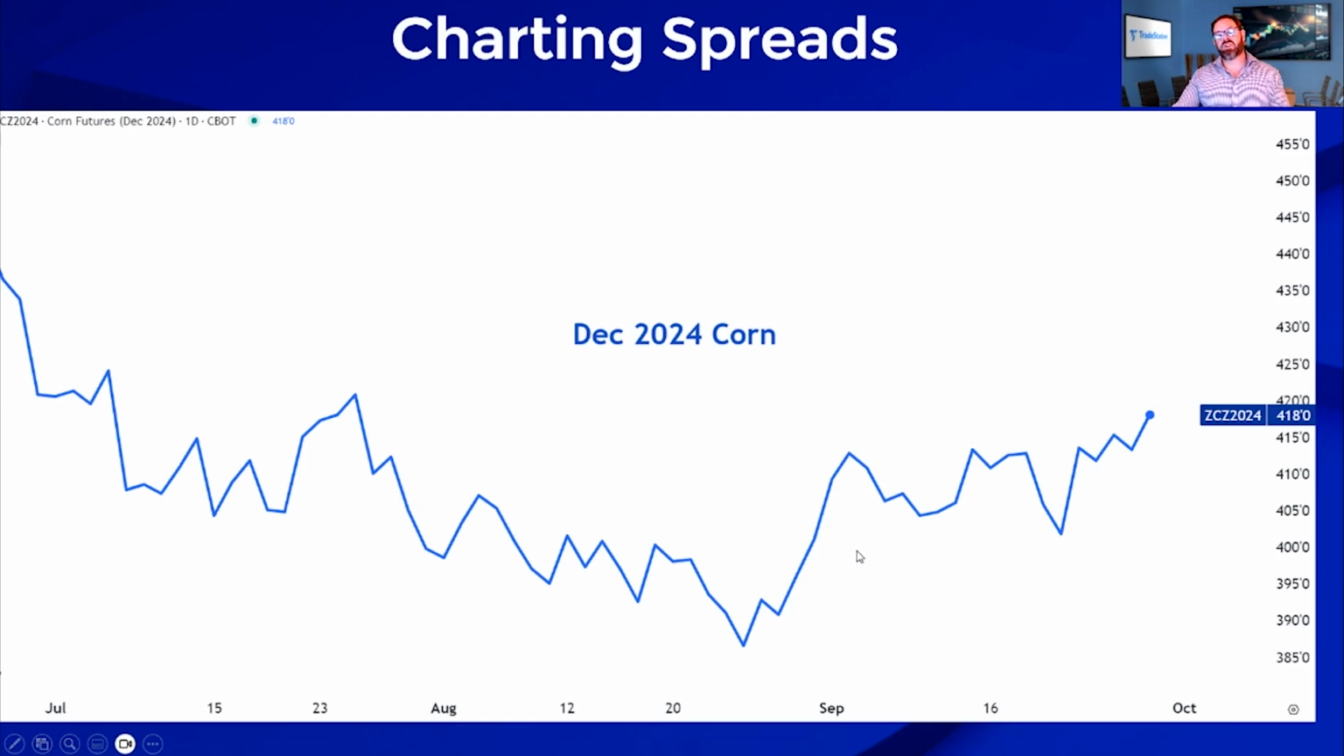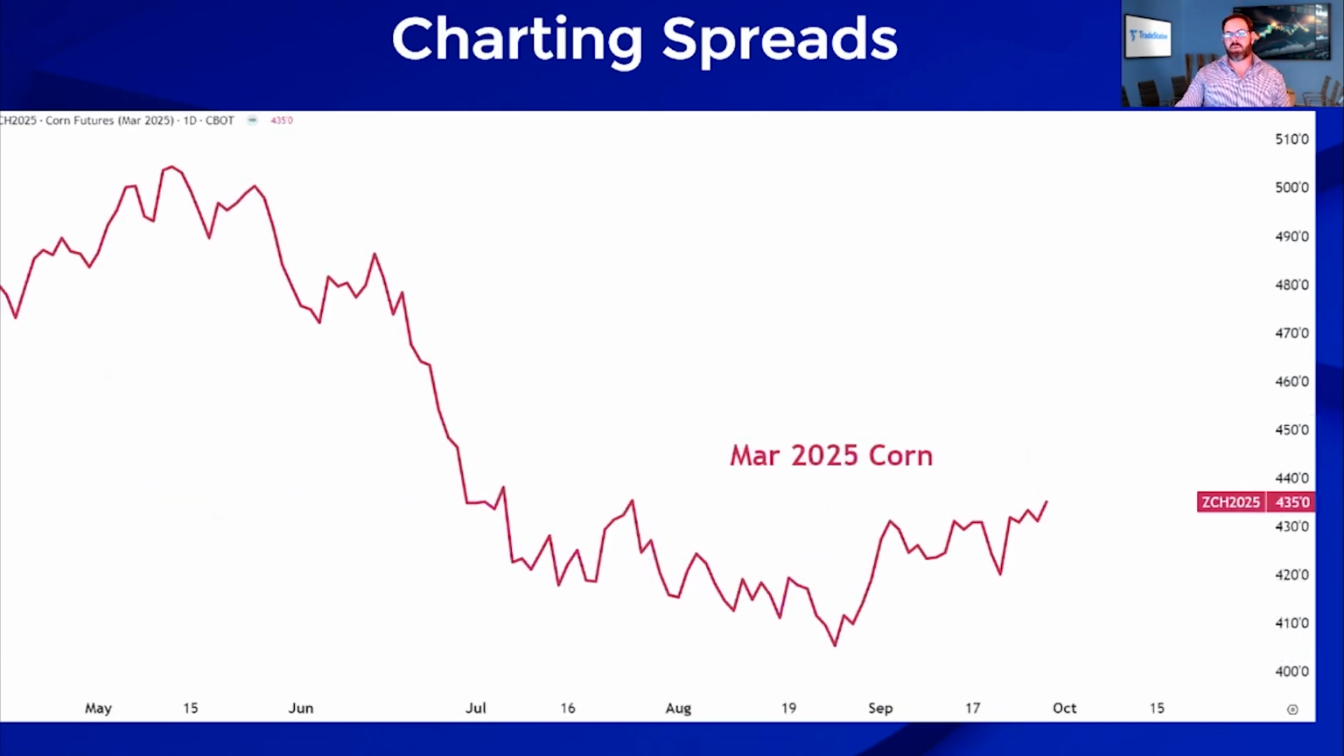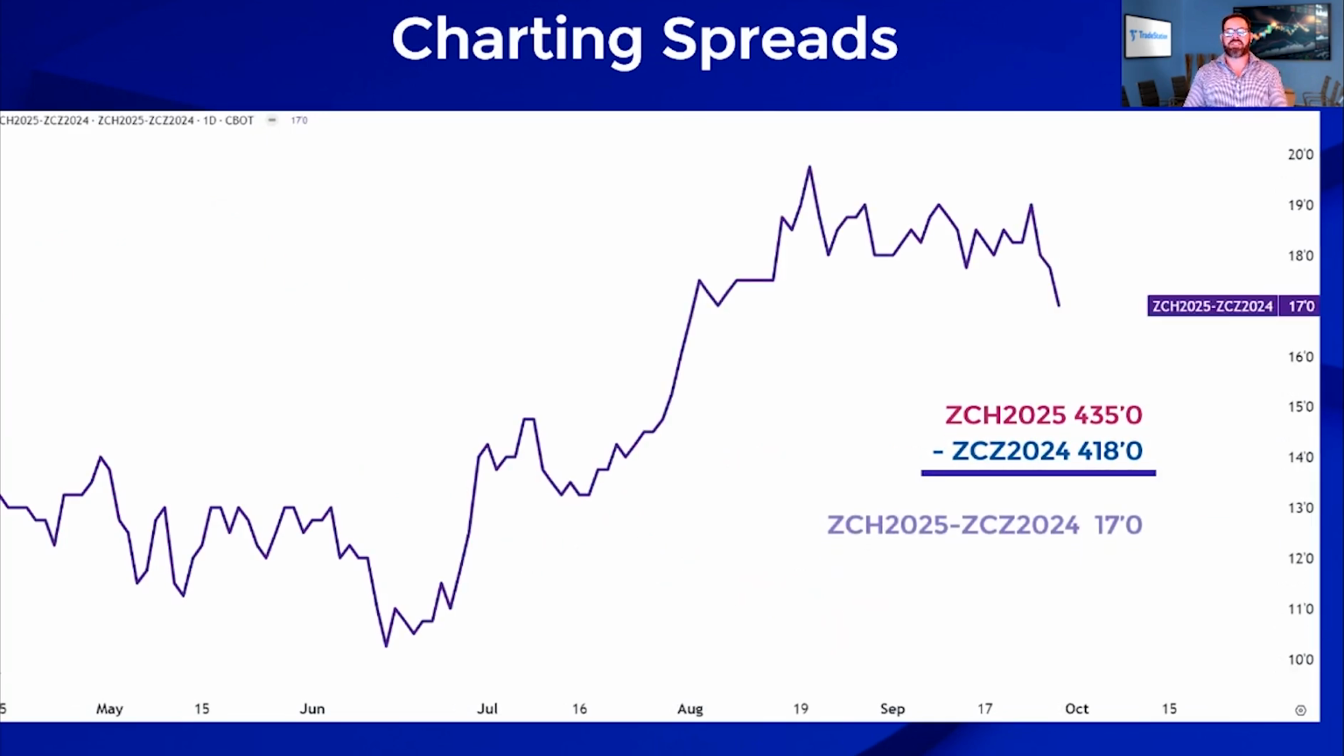So basically, when we're charting spreads, we chart it a little differently. You're not going to do it with one on top of the other. Right here we have December corn, March 25 corn. You don't want to put those two together on top of each other. It gets a little confusing. Instead, we simply chart the spread or the price difference between the two. The December corn was trading at $4.18. March corn was trading at $4.35. So one minus the other is 17 cents. That's all. So we're simply charting the price difference between those 2 contracts. That's how we chart spreads.